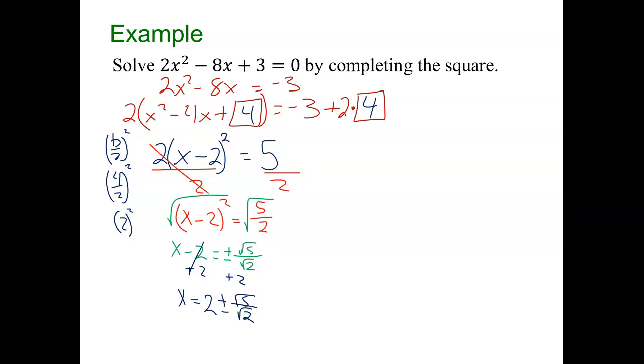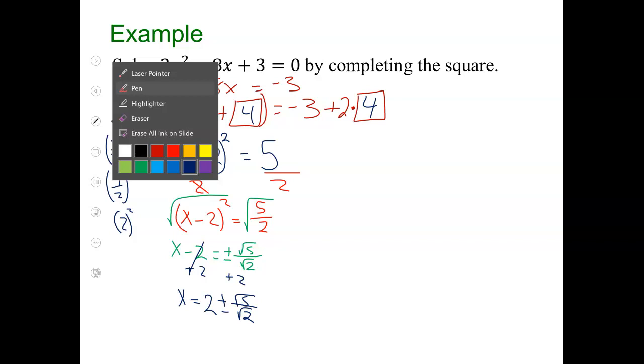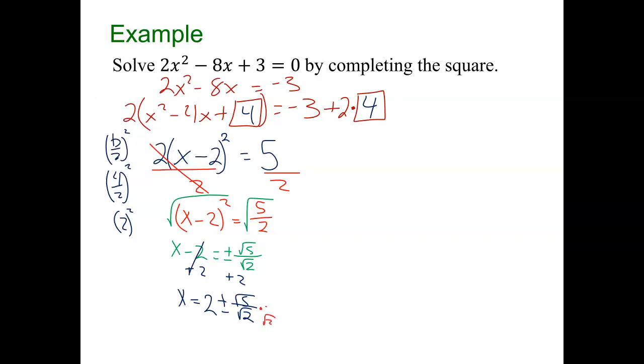Can't leave it like that. I can't leave the radical in the denominator. I have to rationalize it. So what should I do? Multiply by root 2 over root 2. So 2 plus or minus, what's the square root of 5 times the square root of 2? Square root of 10. What's the square root of 2 times the square root of 2? Which is 2. Now we're done.